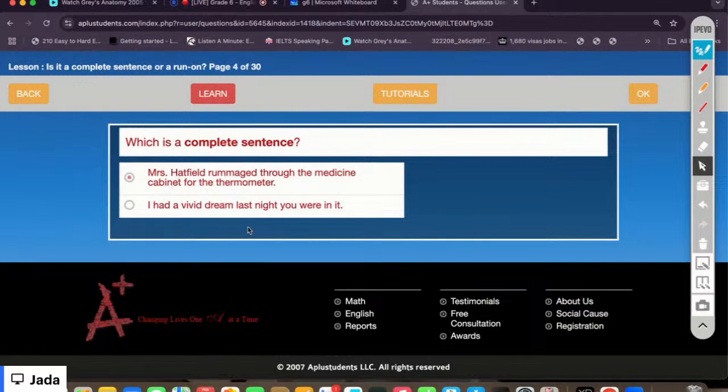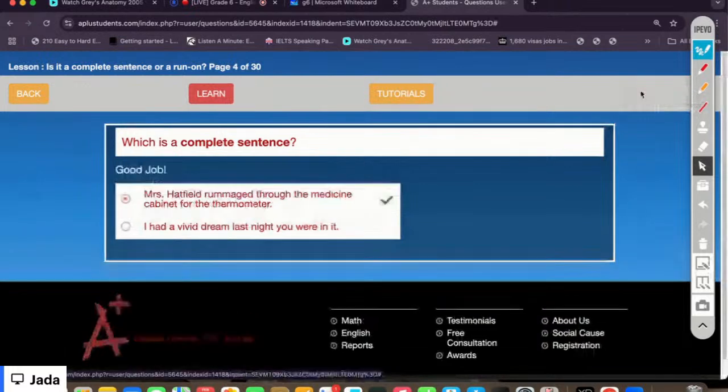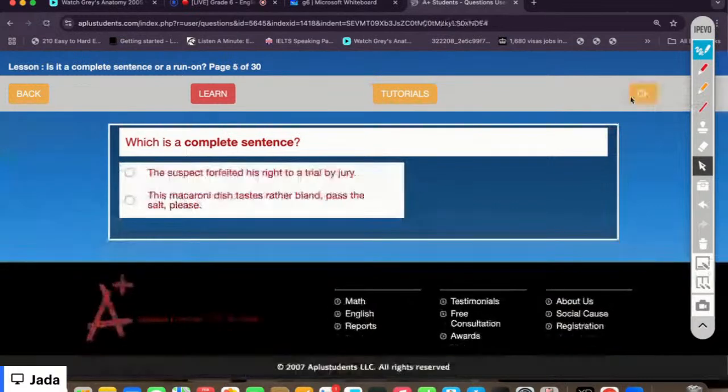All right, so we will say the first one is the correct one, which is the complete sentence. The second one is a sentence fragment. All right, so which is the complete sentence? The suspect forfeited his right to a trial by jury. This macaroni dish tastes rather bland. Pass the salt, please. So what's the complete sentence here?